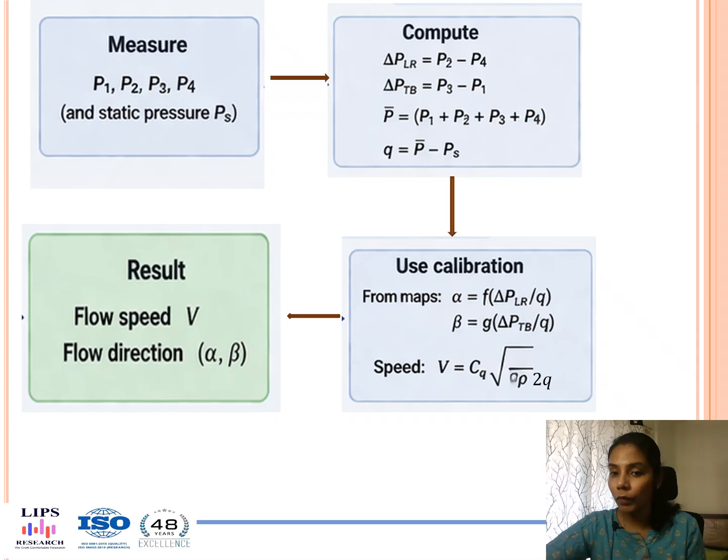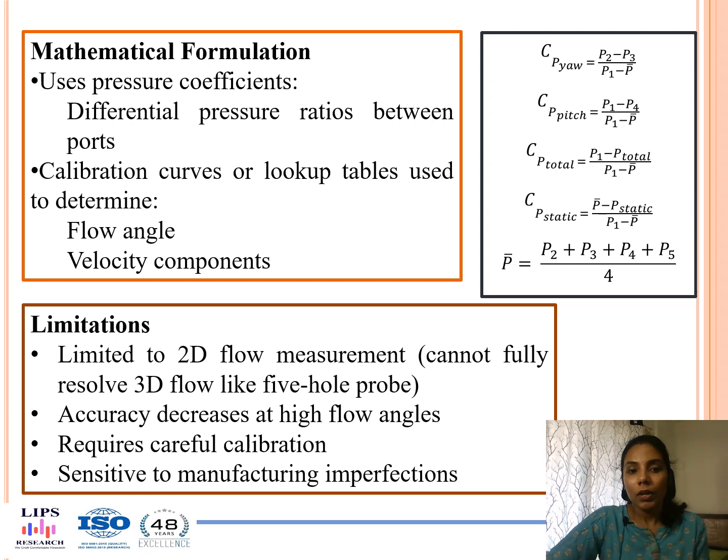Then we will have to go with the calibration curve that has been explained previously. And we will be able to get the resulting flow speed as well as the flow angularity. That is, flow alpha and beta, which represent the flow angularity, can be determined. So these are the mathematical formulation part.